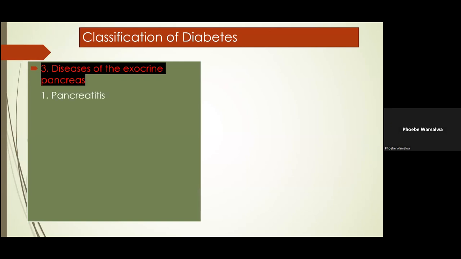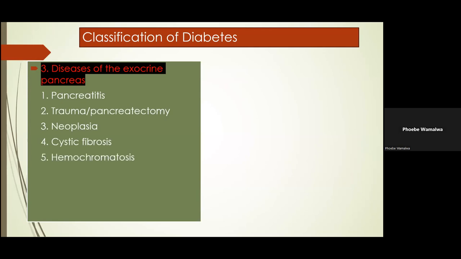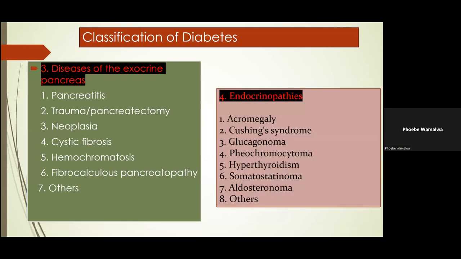Then diseases of the exocrine pancreas can also give you diabetes. And these include pancreatitis from whatever cause, trauma, or pancreatectomy, malignancies, cystic fibrosis, which affects quite a number of systems or organs, and infiltrations like hemochromatosis can also give you diabetes, including fibrocalculous pancreatopathy, and we have many others.